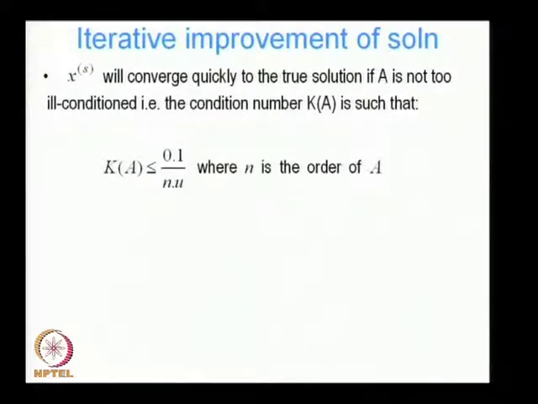We can improve the solution. Why do we need to improve the solution? Because the solution has got round off errors. So, this is how we can try to reduce the round off errors.